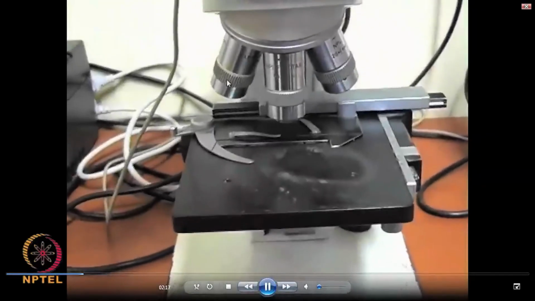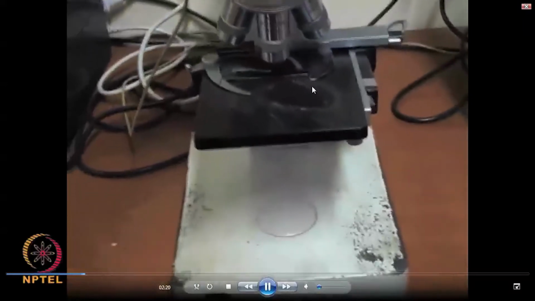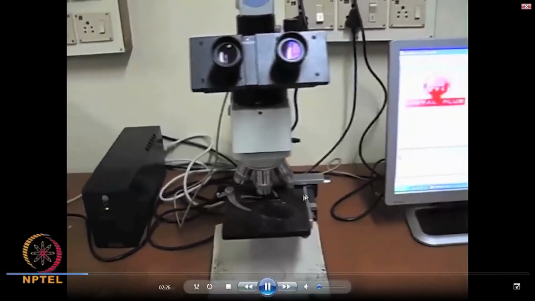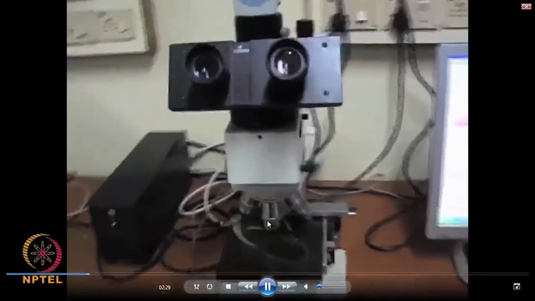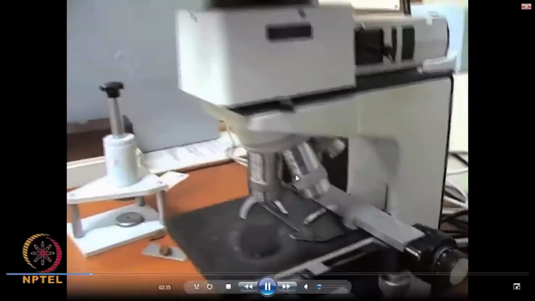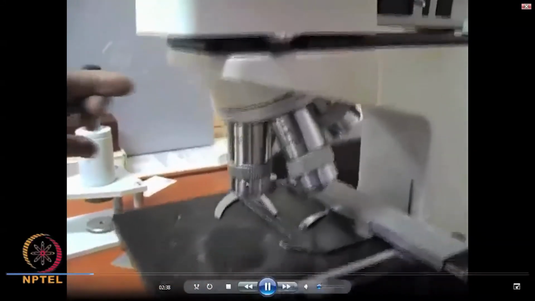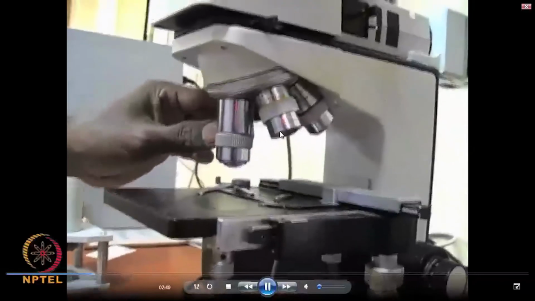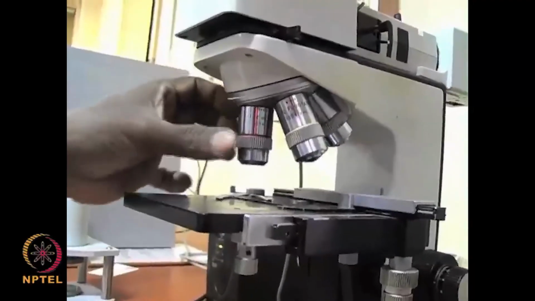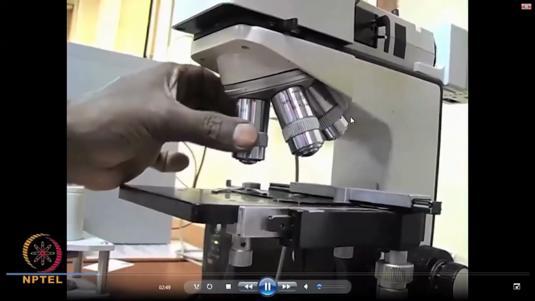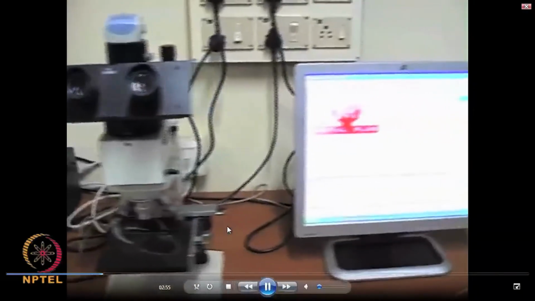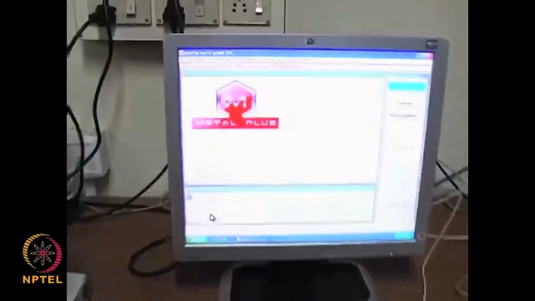You can clearly see the objective lenses, as I mentioned. You are also observing that some letters are written on the objective, which talk about the magnification, the refractive index, and whether it is oil or dry. All this information is given on the objectives. Usually it comes with 5x, 10x, 20x, and 40x, and then sometimes 50x, and it goes up to 100x also, depending upon the microscopic system.